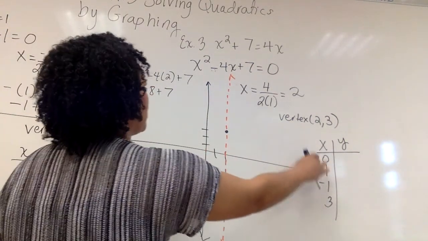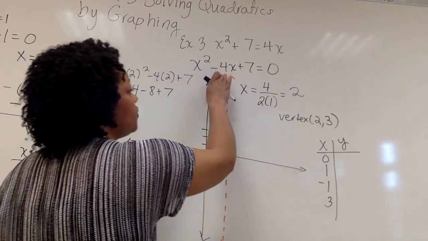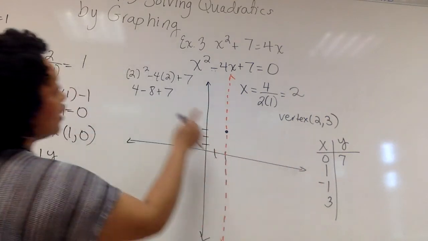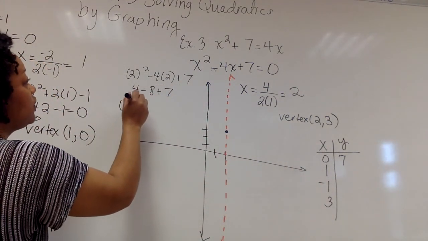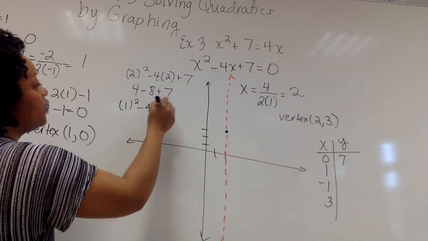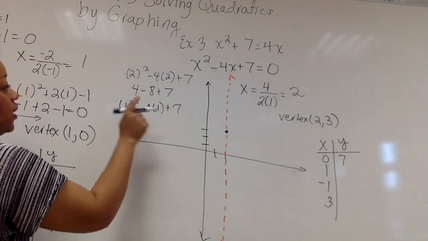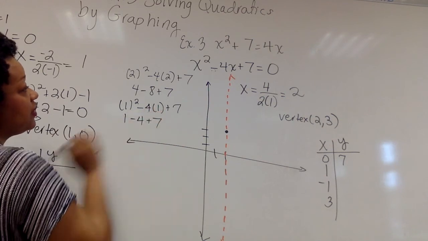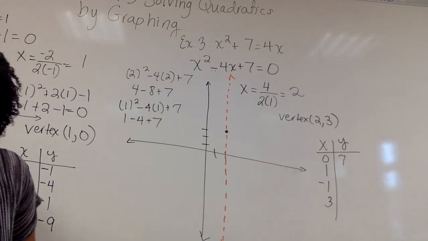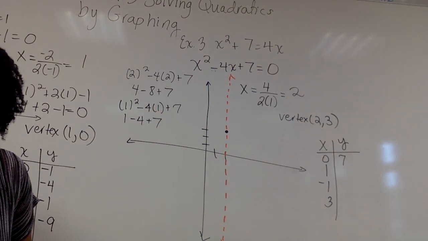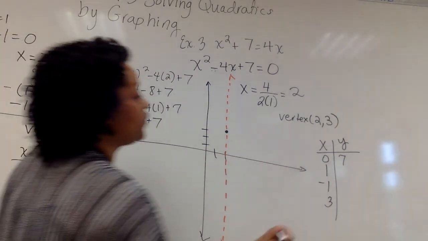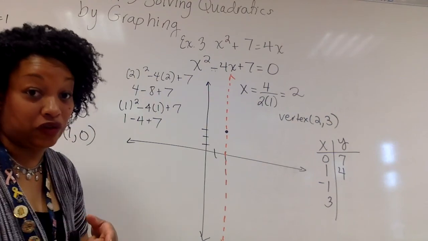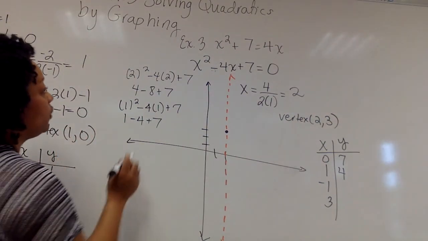All right. When x is 0, first term's gone. Last term's gone. Y is 7. When x is equal to 1, it's plug and chug. 1 squared minus 4 times 1 plus 7. 1 squared is 1. -4 times 1 plus 7. Do a little math. 1 minus 4 plus 7. That gives you 4. Good. Keep going. I know I'm doing the work, but you're going to have to do the work soon by yourself. You won't be waiting for me.